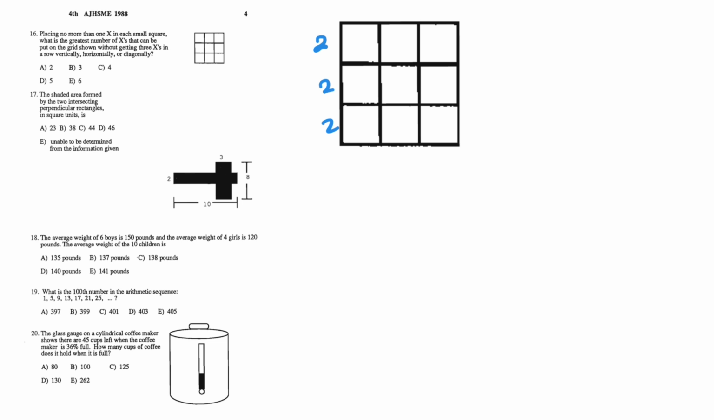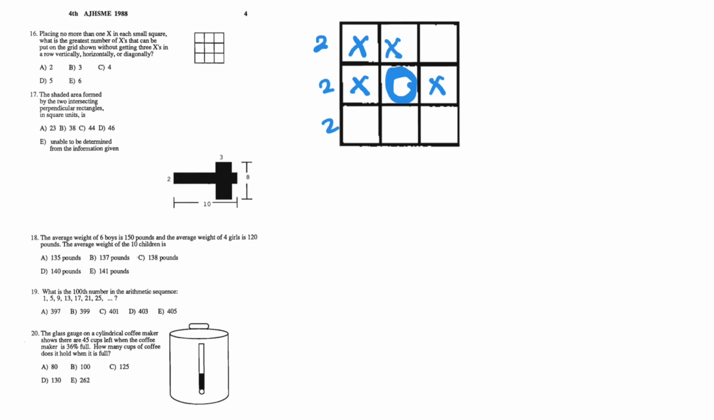Usually when we put the maximum number of x's, we try to avoid putting one in the middle, because then we cannot get the maximum. So we stay out of the middle. In the first row, we can put 1 here and 1 here. In the second row, we cannot put one in the middle, because that will give us fewer x's. So we put the first one and the last one.